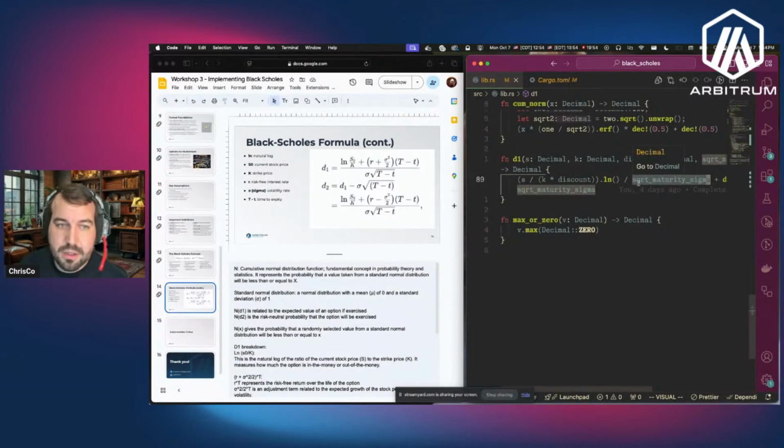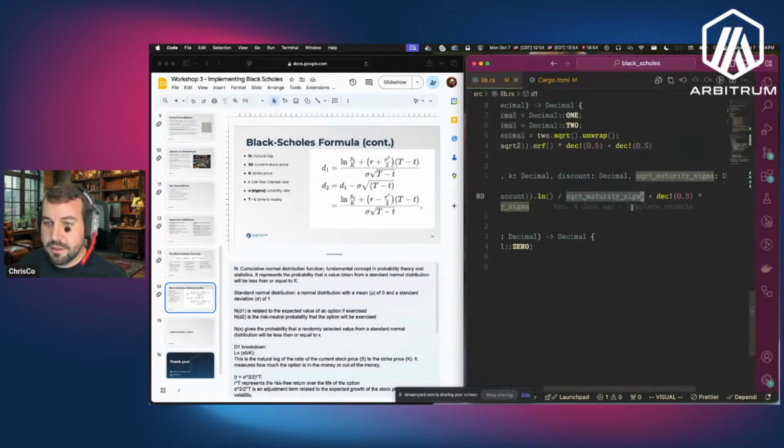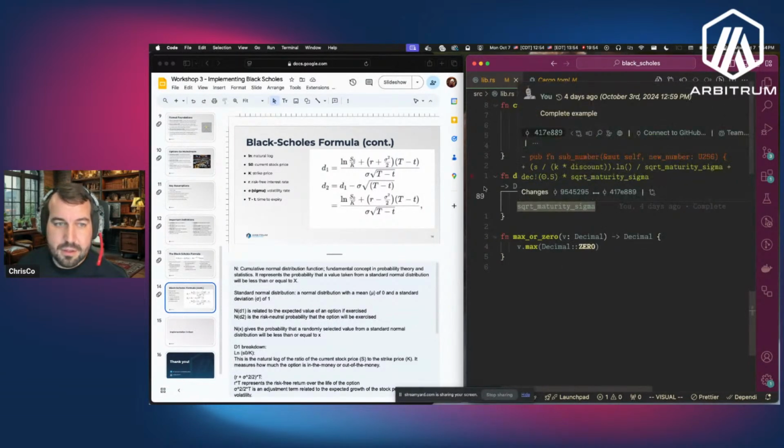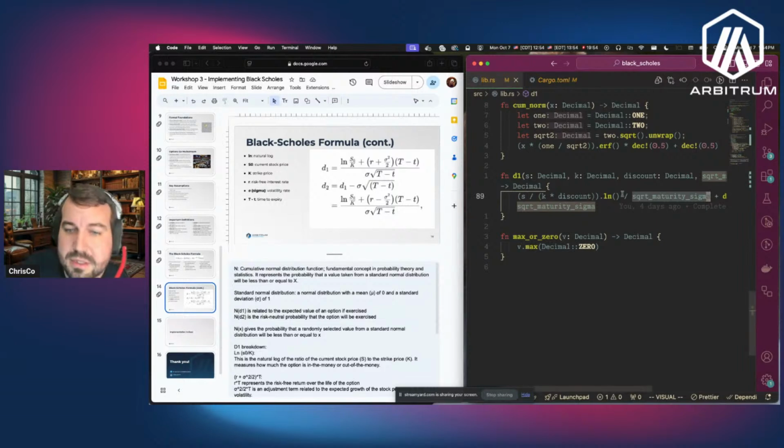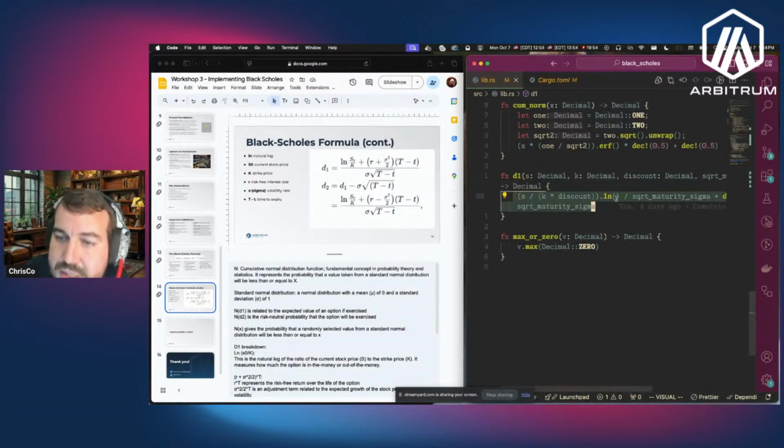Then we're multiplying 1 over 2. All of this is just a simplification of D1 when you distribute these terms out and then simplify the equation. It simplifies to this.